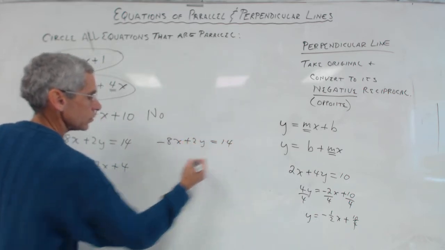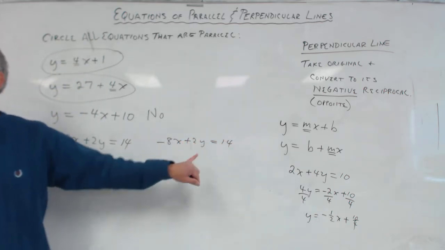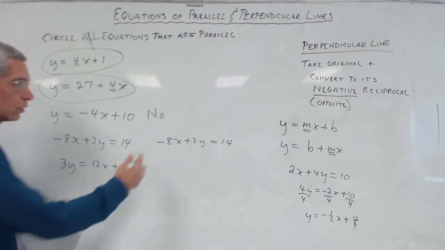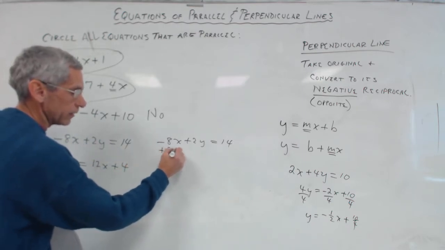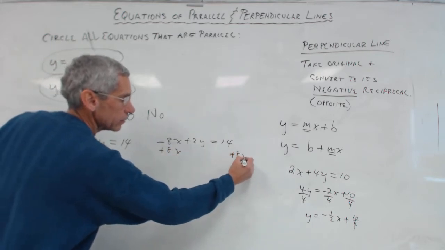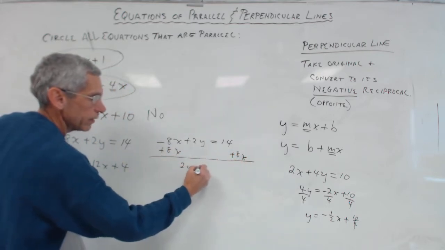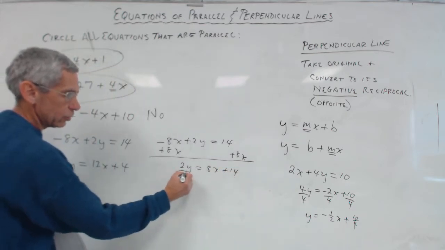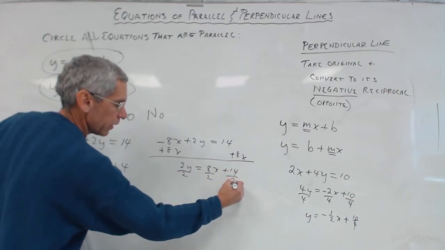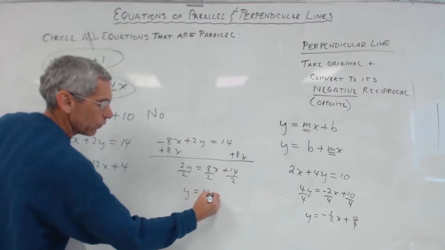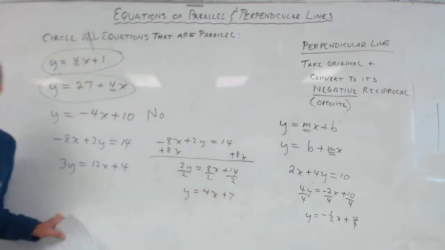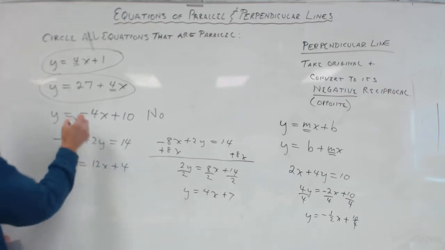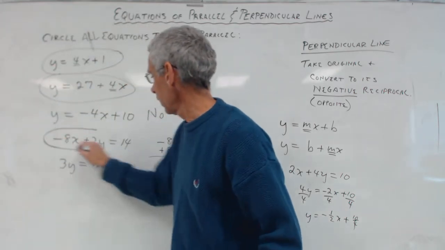so it is parallel. Remember, we've got to set it to y equals, right? That's the slope intercept form. So we're going to add 8x to both sides. Add 8x, and that gives me 2y is equal to 8x plus 14. Then I've got to divide by 2. When I divide by 2, I get y is equal to 4x plus 7. Is that parallel to these two? Yes. So we know this is parallel.